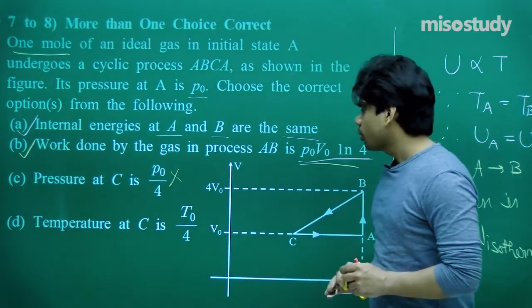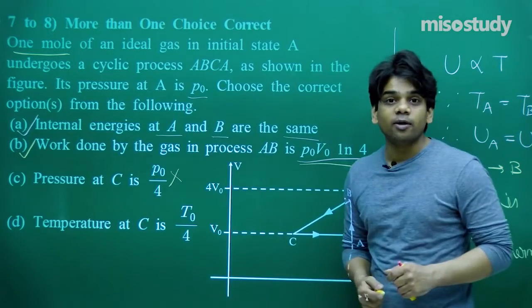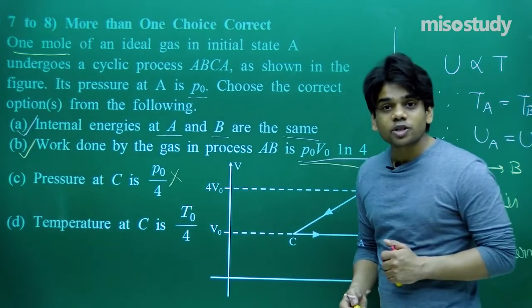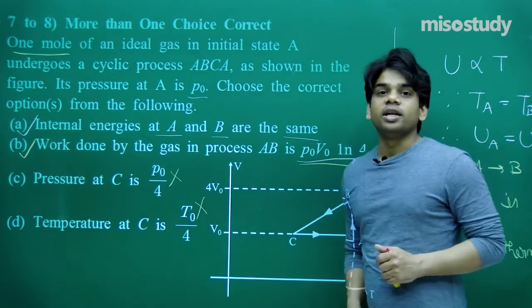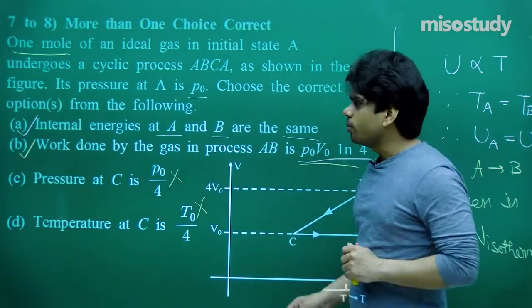Temperature at C is T0 by 4. Again, that also cannot be evaluated until and unless we comment that this line is passing through the origin. So we cannot comment on this. This will be incorrect. The correct option for this question will be A and B.